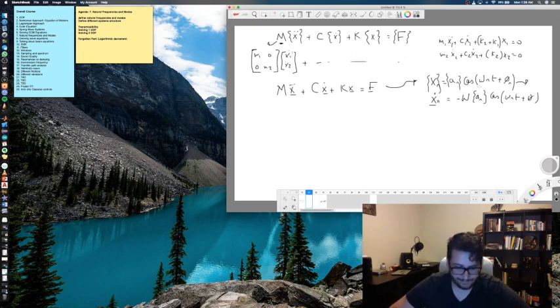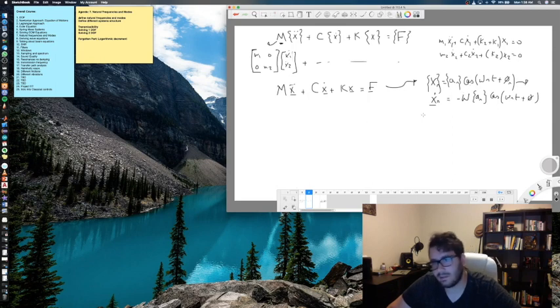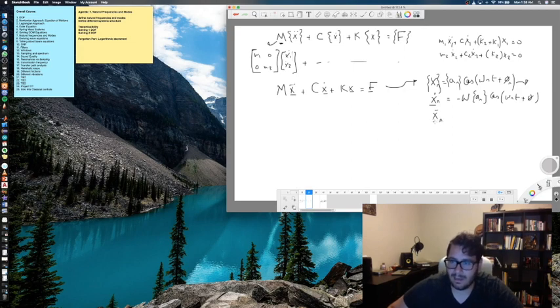Minus, I think. So that's for my, is it minus cosine, sine? Yeah, I think so. I might be wrong, correct me if I'm wrong. Is equal to negative omega squared. No, I think it's positive. Negative omega squared times cosine of omega n t plus phi.